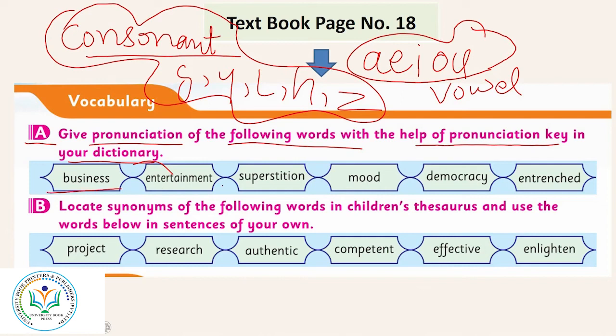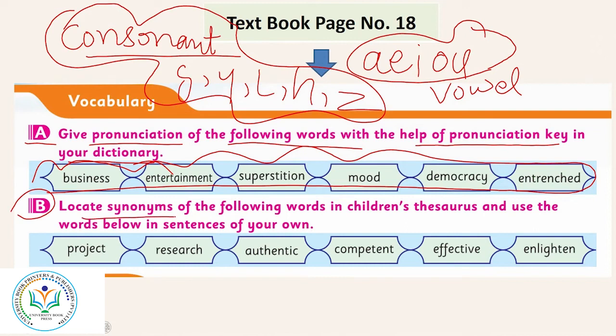Now student, you have seen the video. Now I want you to find out the pronunciation of these words with the help of pronunciation key in your dictionary. You have just seen the phonetic symbols, how they are written, both the consonants and the vowel sounds. Now look at the B section here.